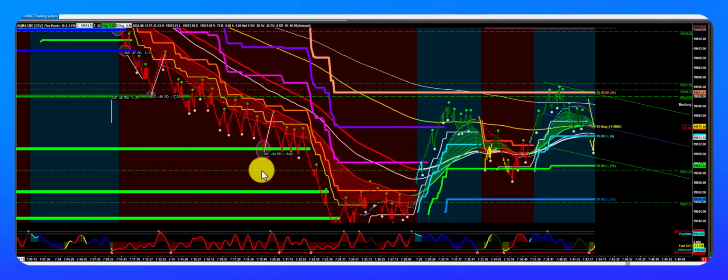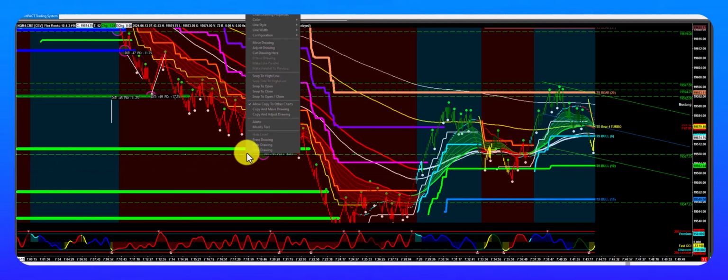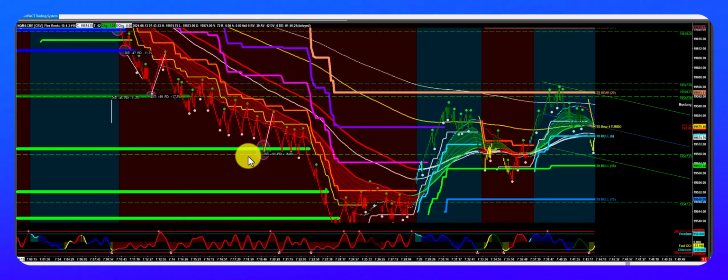Down here somewhere, when it hits 8 points, what do you do with your stop? You bring your stop right below the fractal. Okay? Right below the fractal. So that's going to be like right here. Right there. That's where your stop is, once you hit 8 points.